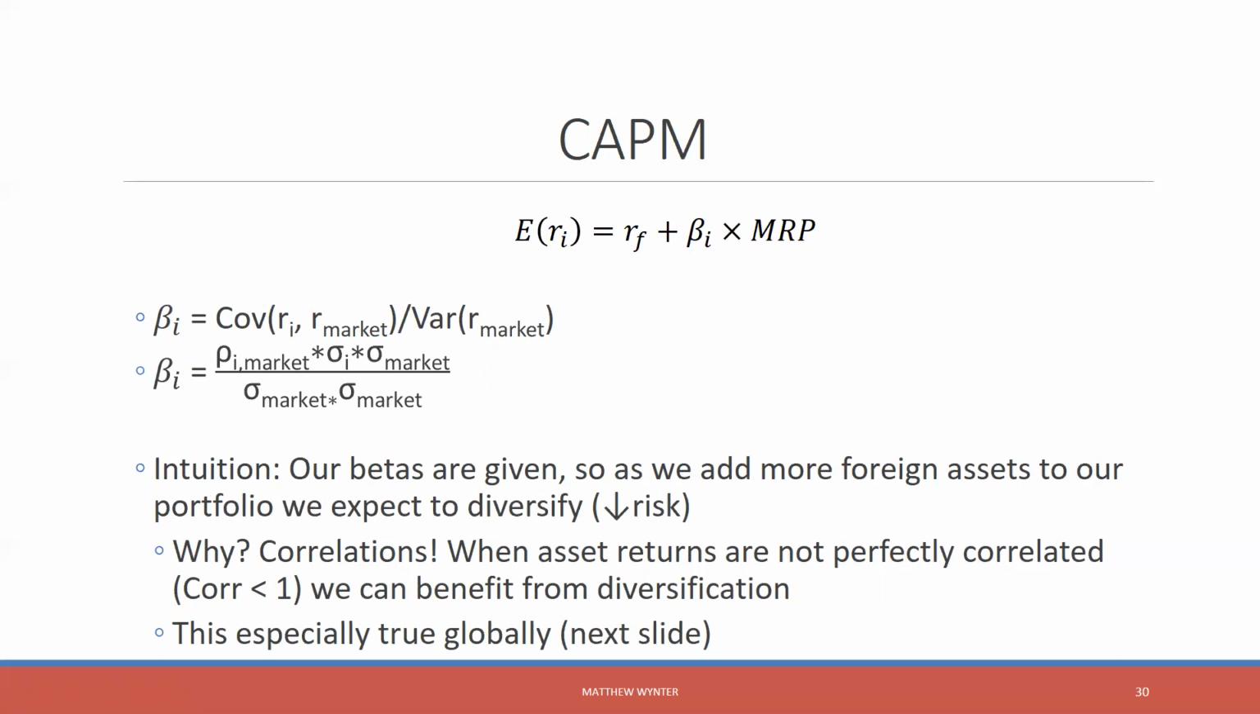Why? Well, correlations. When asset returns are not perfectly correlated, we can benefit from diversification. And this is especially true globally. This is true in any setting. Whenever there is less than perfect correlation between assets, we can always diversify. We can always find a diversification benefit, especially true globally.